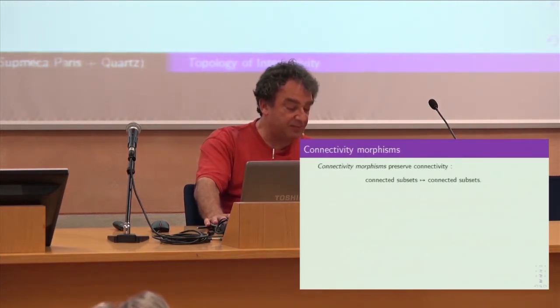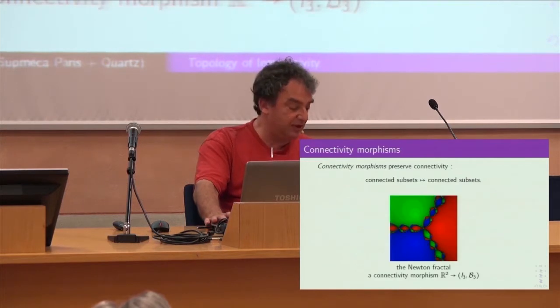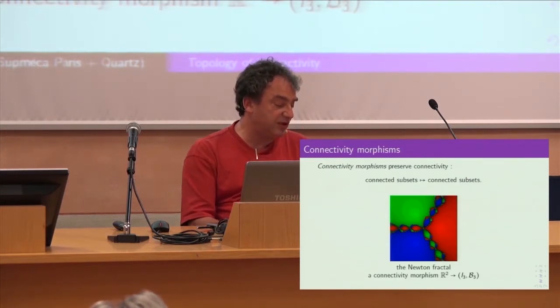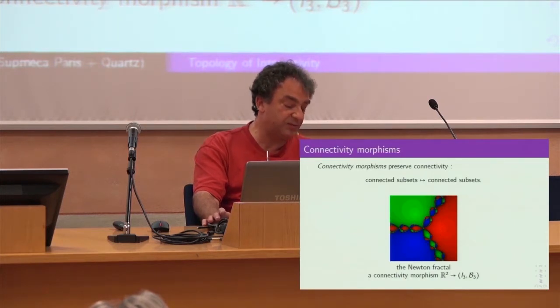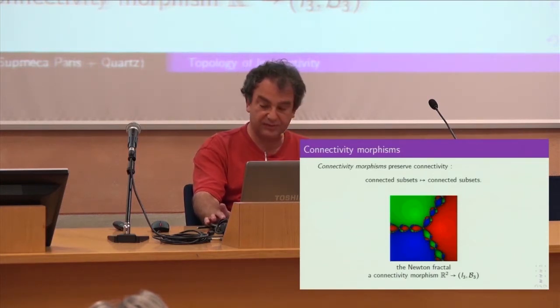Connectivity morphisms are defined as maps that preserve connectivity. They send connected subsets to connected subsets. For example, if the plane is endowed with the connectivity structure generated by open disks, then the Newton fractal constitutes a connectivity morphism from this plane to the Borromean space, because the image of each disk contains one or three values, but never only two values.